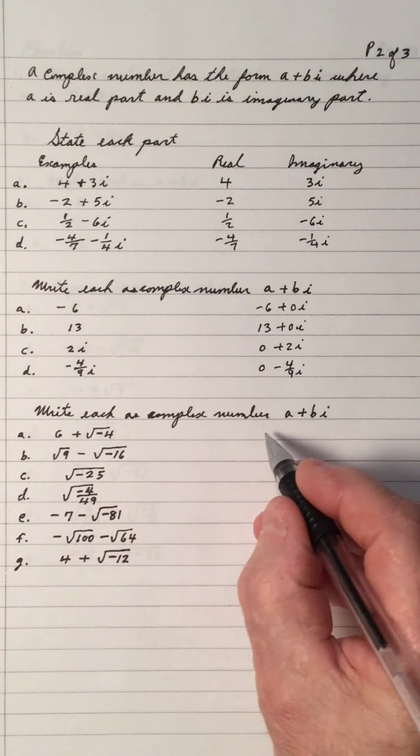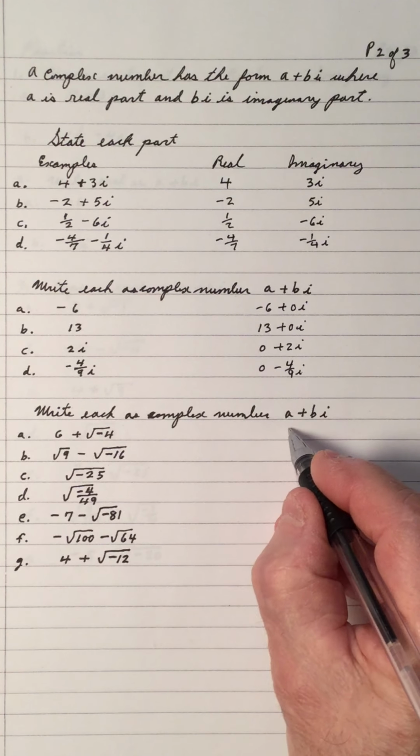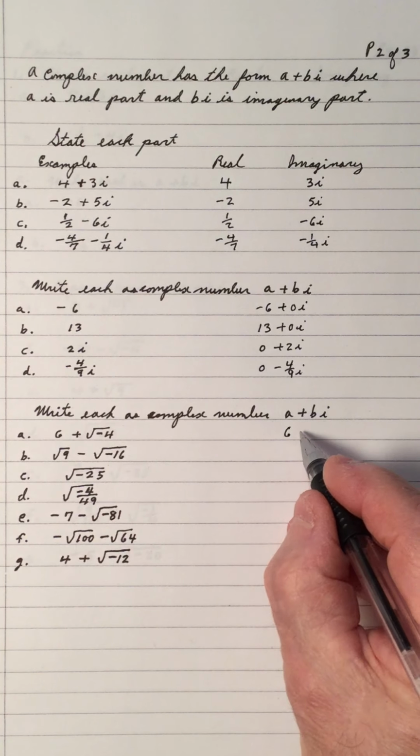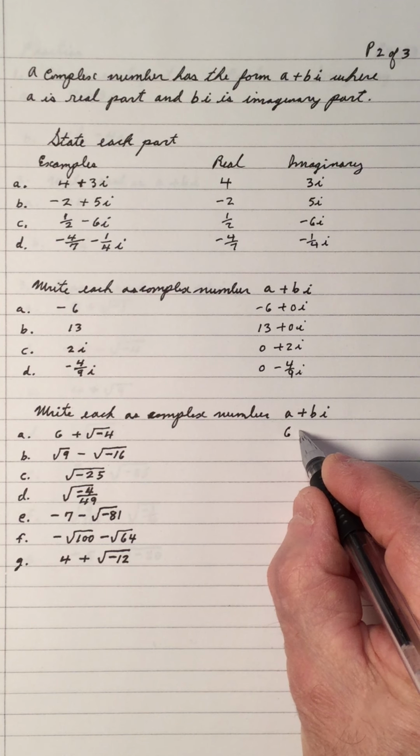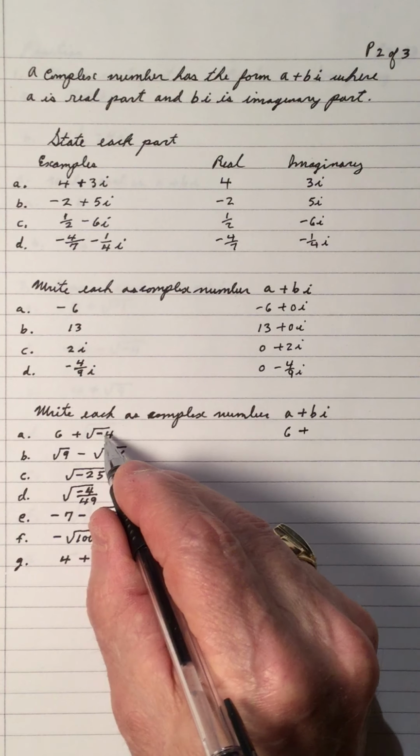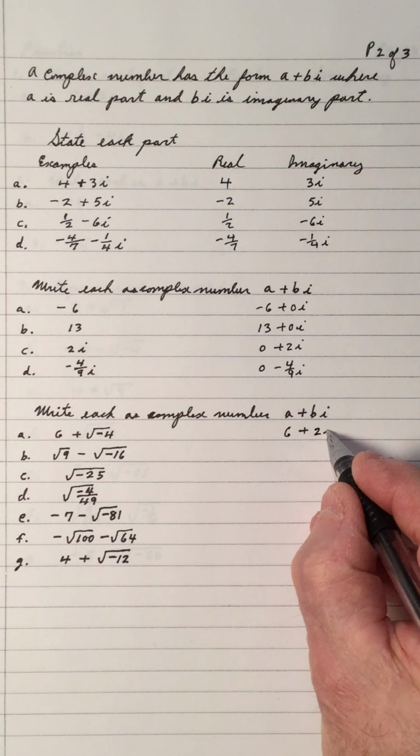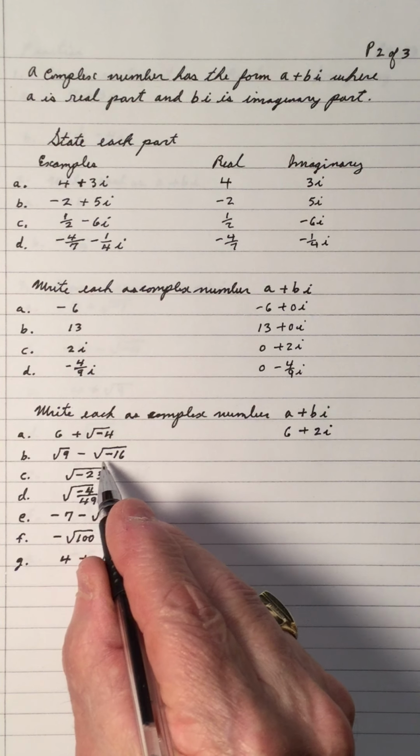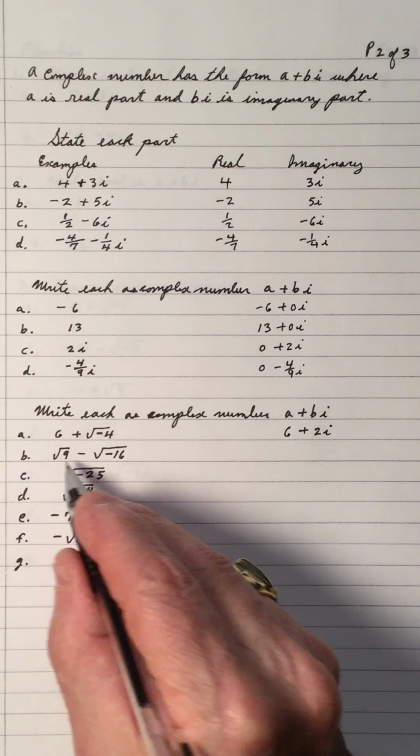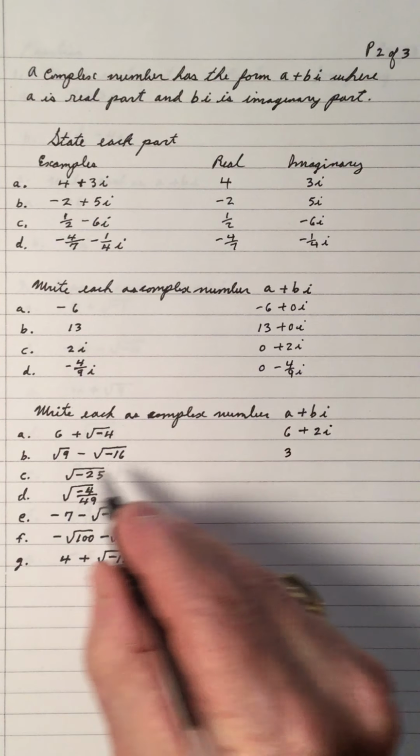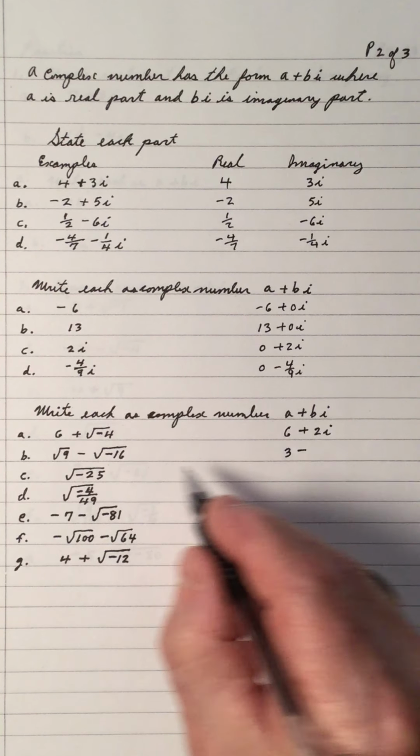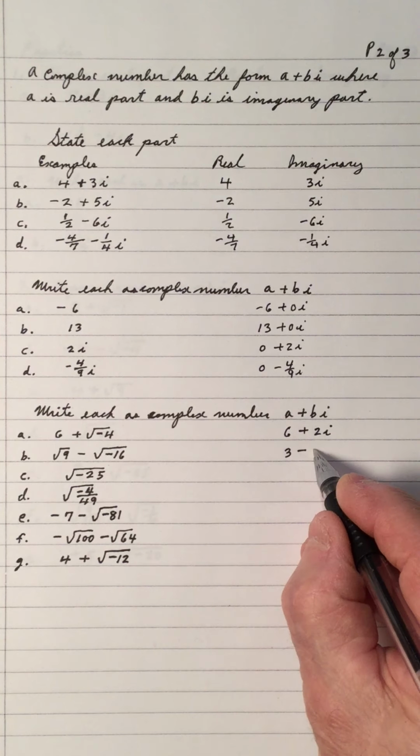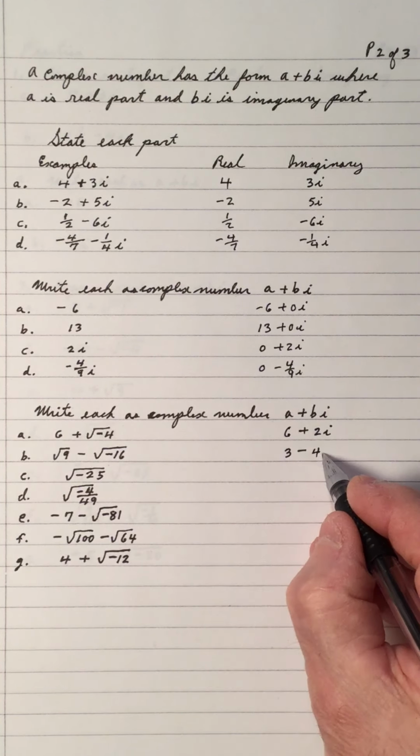Write each as a complex number as a plus bi. So 6 is the real part. And for the imaginary part, notice you have a square root of a negative 4. The square root of 4 is 2, and because it's negative there's an i. And B, the square root of 9, subtract the square root of negative 16. The square root of 9 is 3, so the real part is 3. Subtract the square root of negative 16: the square root of 16 is 4, and because it's a negative number, I have an i.